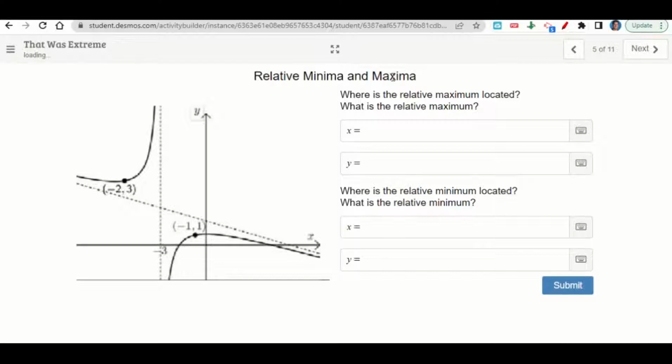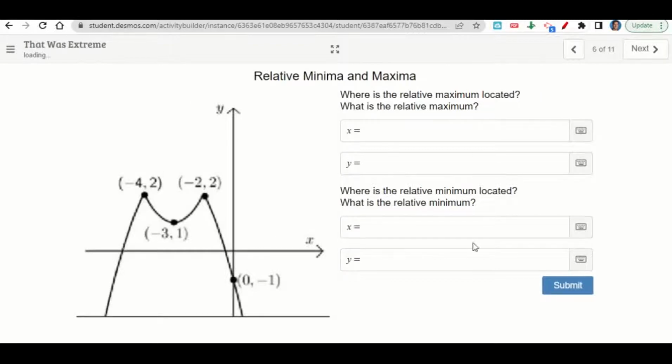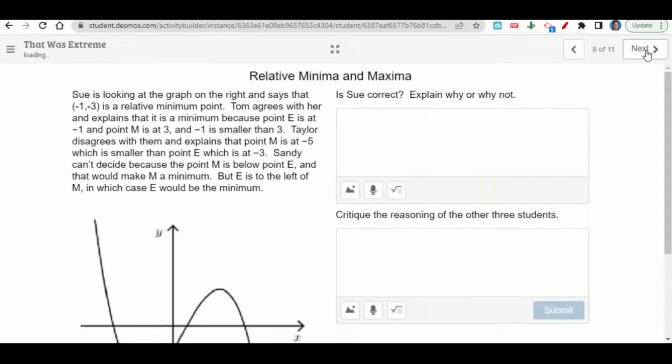It wants you to give both. So where is a relative maximum? Well, right here is a relative maximum, which is at negative 1, 1. So the x value is at x equals negative 1, and my y value is at y equals 1. And we're just using the coordinate for that. Same thing with the minimum. So we have a minimum here, and my minimum is at x equals negative 2, and y equals 3. So we'll go ahead and hit Submit, and then go ahead and click Next. And we'll do the same thing for this one. And we'll keep doing that.